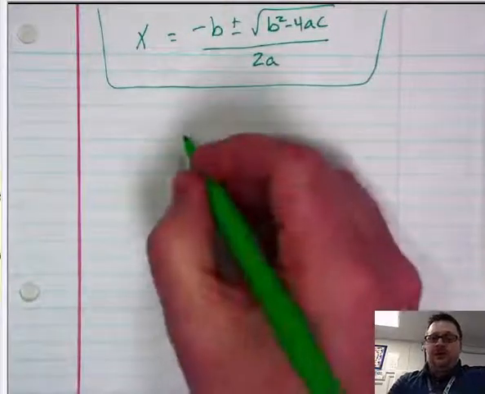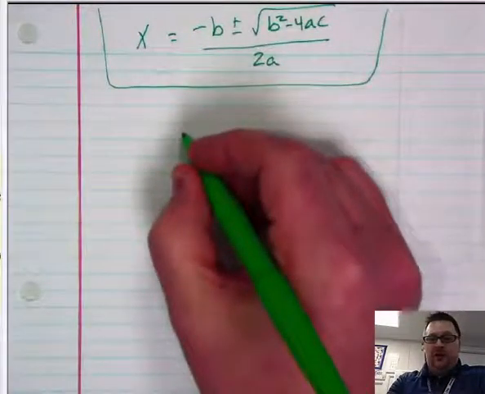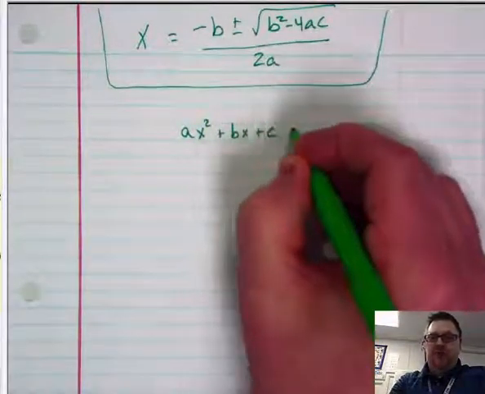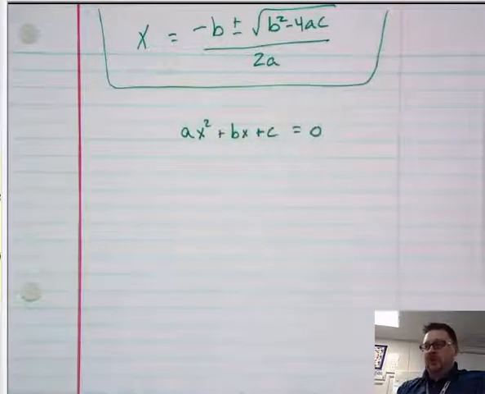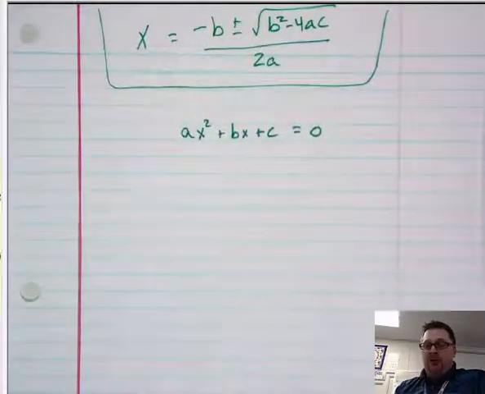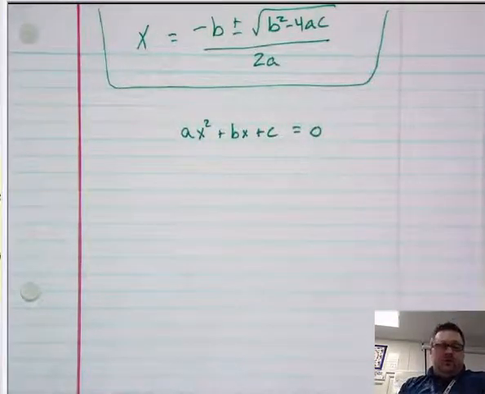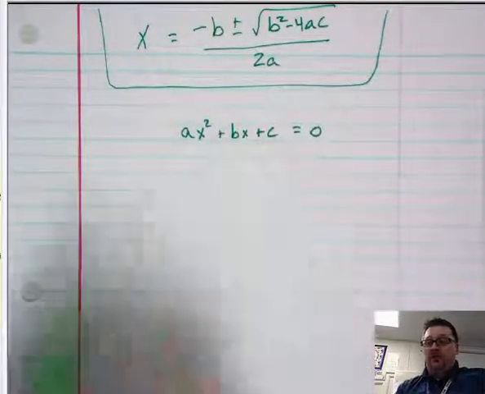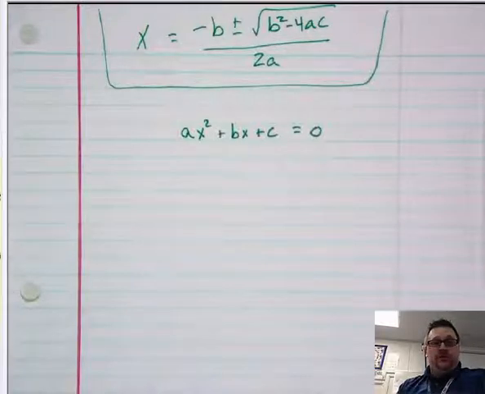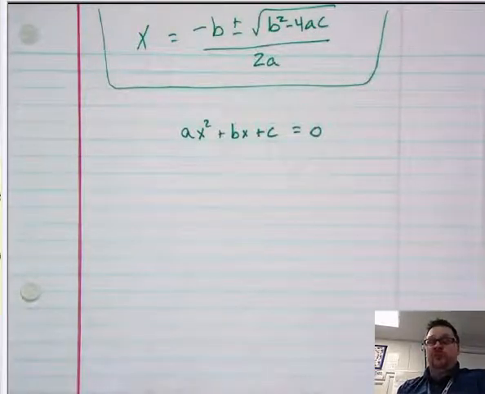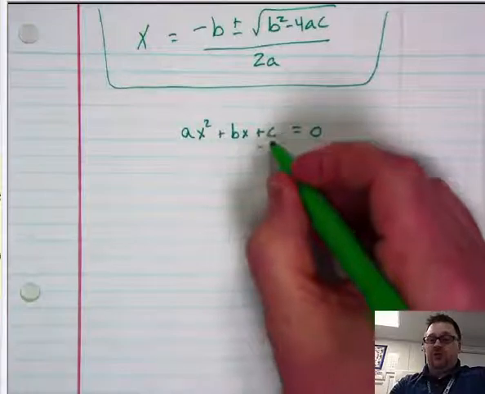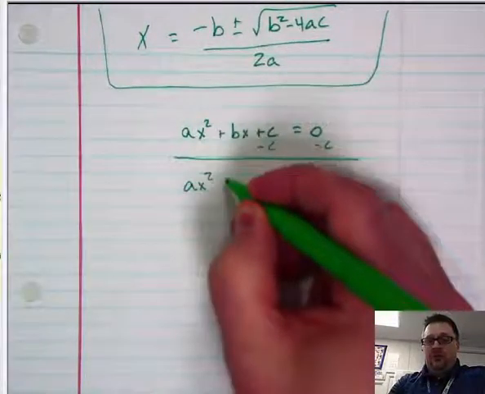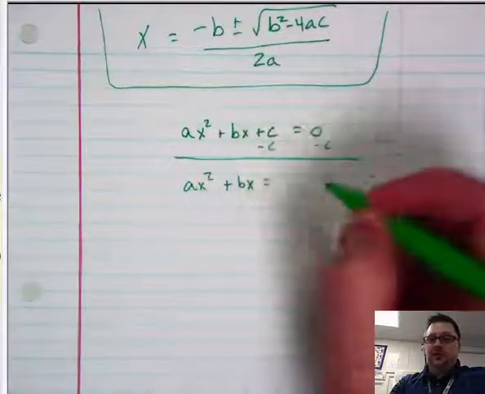Well, let's go back and consider that the standard form of a quadratic is ax squared plus bx plus c equals 0, where a, b, and c are not 0. So the quadratic formula actually comes from completing the square on this generalized formula. If you remember the steps from completing the square, the first thing we're going to do is subtract c from both sides. That gives us ax squared plus bx equals negative c.